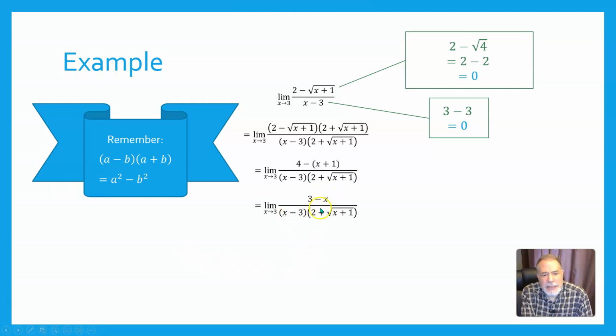Now on top we have 3 minus x, and on the bottom we have x minus 3, and they're not quite the same thing since the subtraction is in the opposite order. But they are opposites of one another. 3 minus x would be like negative 1 times x minus 3. So I can cancel those, and I'm left with a factor of negative 1. And now, if I let x approach 3, the numerator is just negative 1. The denominator approaches 2 plus the square root of 3 plus 1, that is 2 plus the square root of 4, or 2 plus 2. And so the limit is, sorry, that should be negative 1/4.